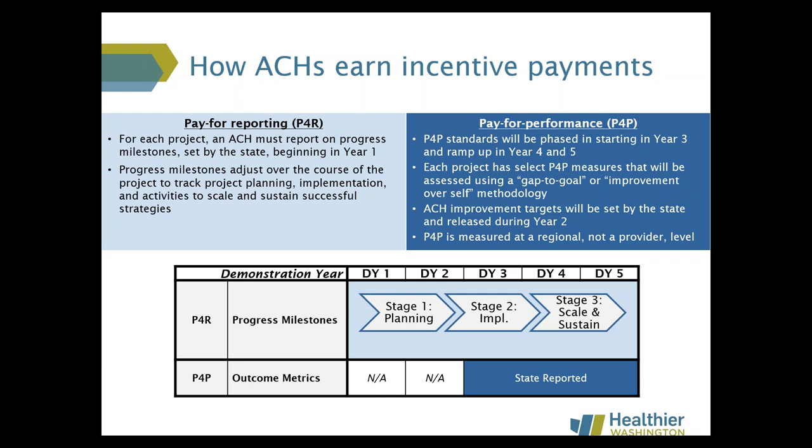Improvement targets are set based on one of two methods, and these are a gap to goal method, which assesses a region's progress towards closing the gap between their baseline starting point and a national performance benchmark identified by the state. The second method is what we call improvement over self, where performance is assessed based on how much a region improves from their baseline performance.